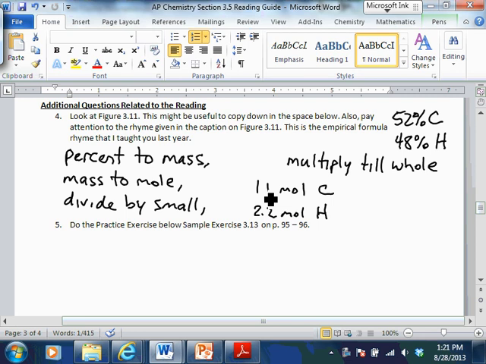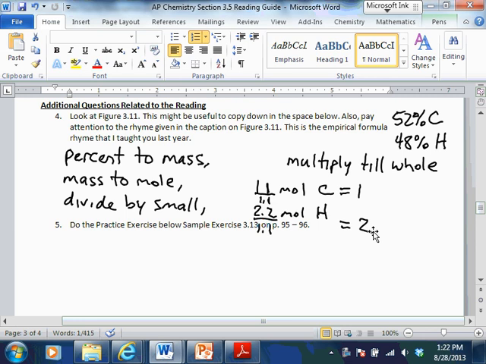That's divide by small steps. So that's going to come out to 1 when you divide this by 1.1. And this is going to be 2. Okay? So the empirical formula for this would be CH2. See how easy that is? Actually, CH2 doesn't exist, but whatever. I should have done something where it ended up C2H2, but then it would have just ended up CH as the empirical formula.